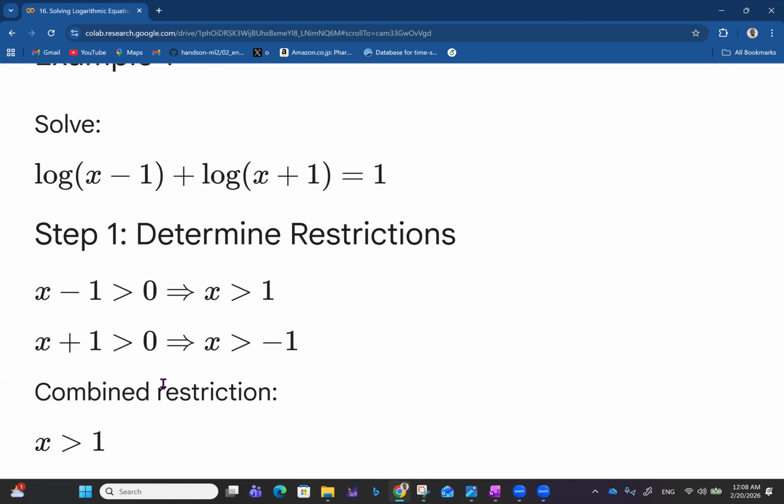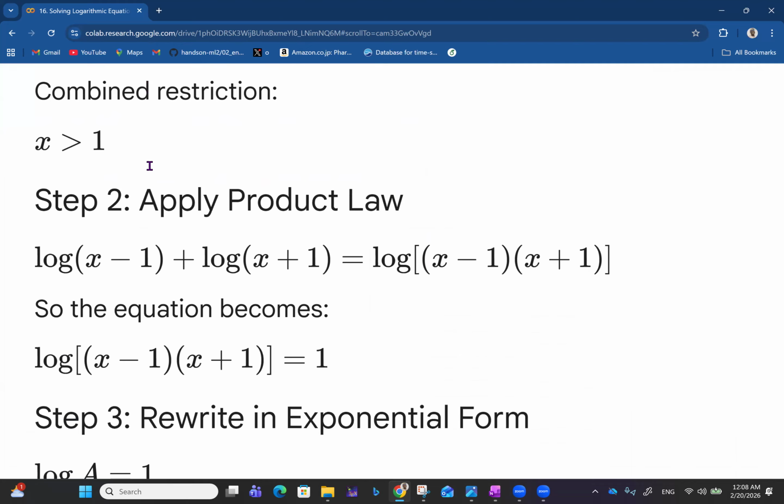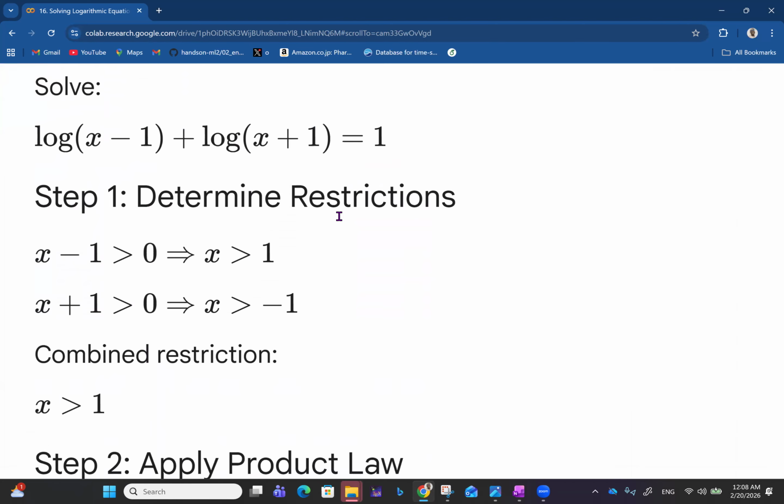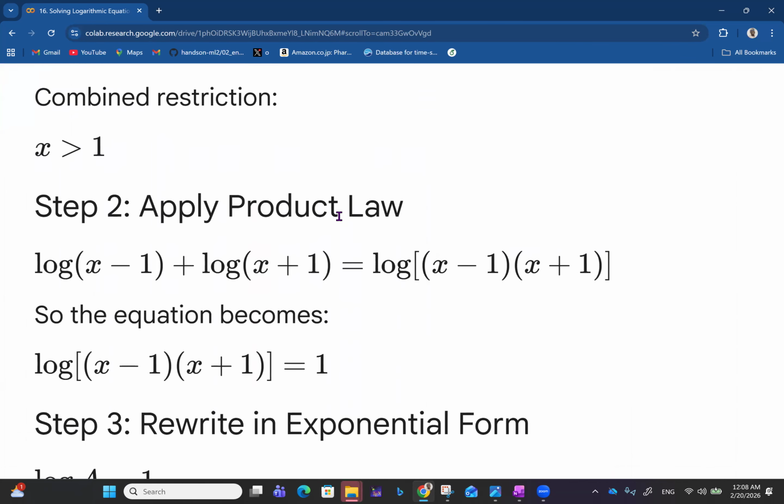So this is what we are solving. Now that you have established the combined restriction, we can go ahead and use the laws of logarithm. From what we have, you can see log (x minus 1) plus log (x plus 1). That means they have the same base 10, so you can combine them using the product law. Now that we know we can actually work with it.